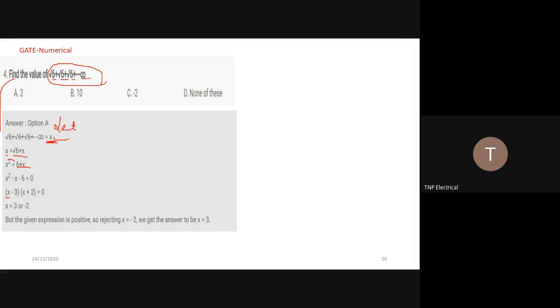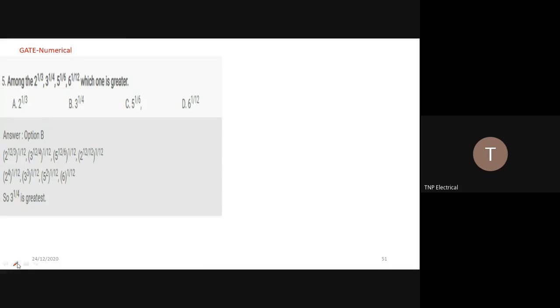So what will be the value of x? 3 and minus 2. But the given expression is positive, so we cannot take minus 2. So we get the answer to be 3. See how we are simply solving, friend. Very important.